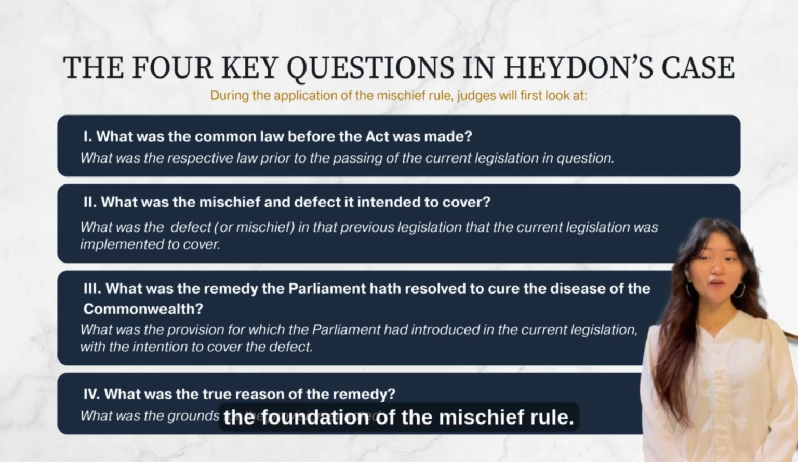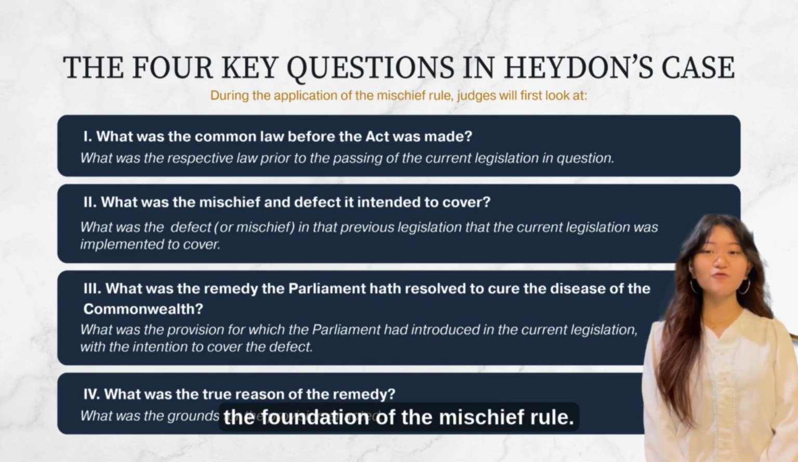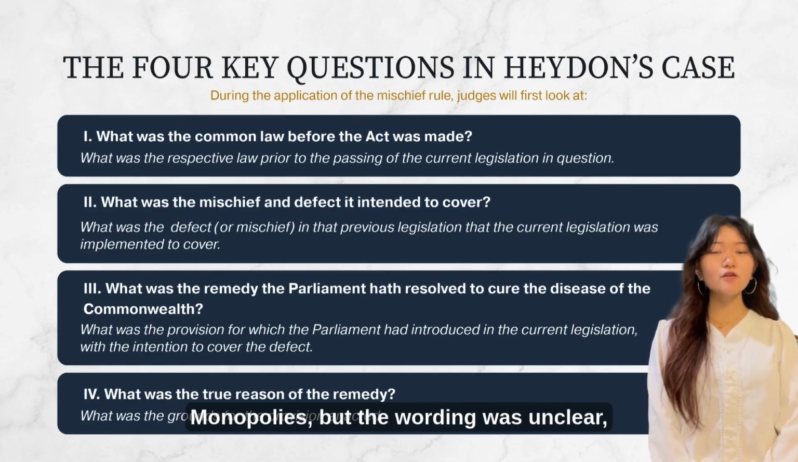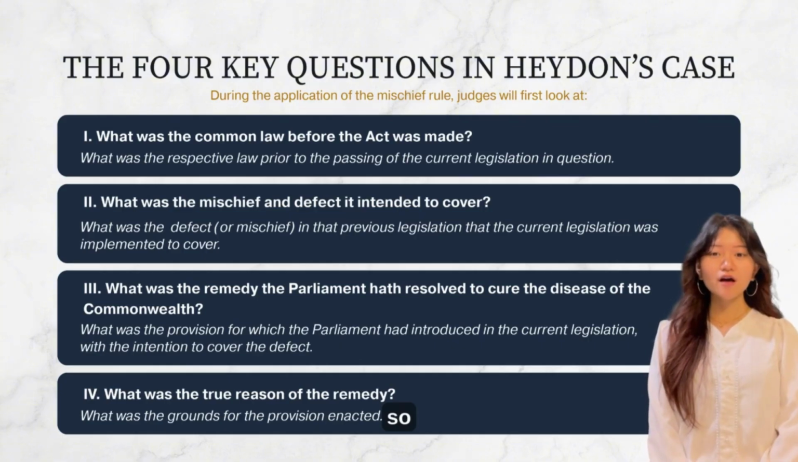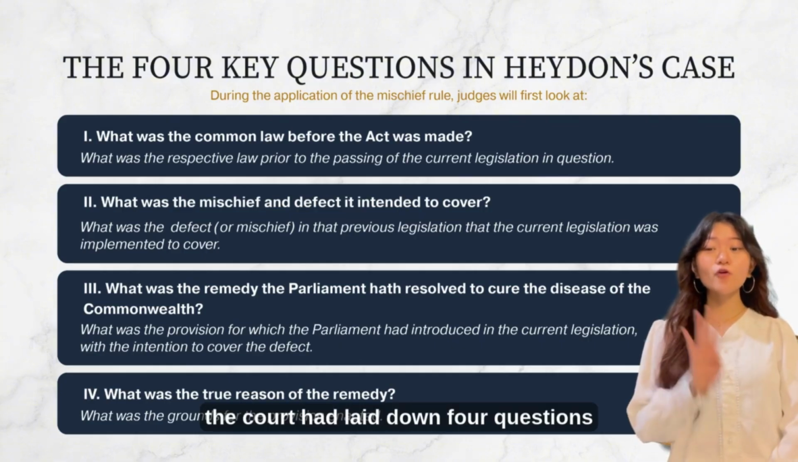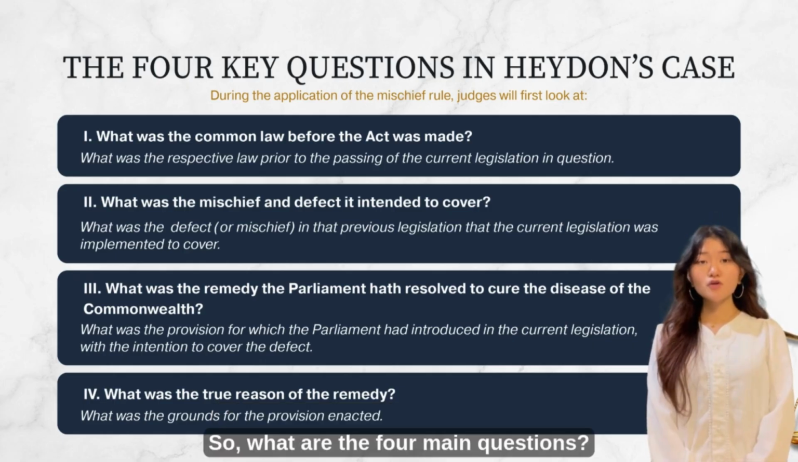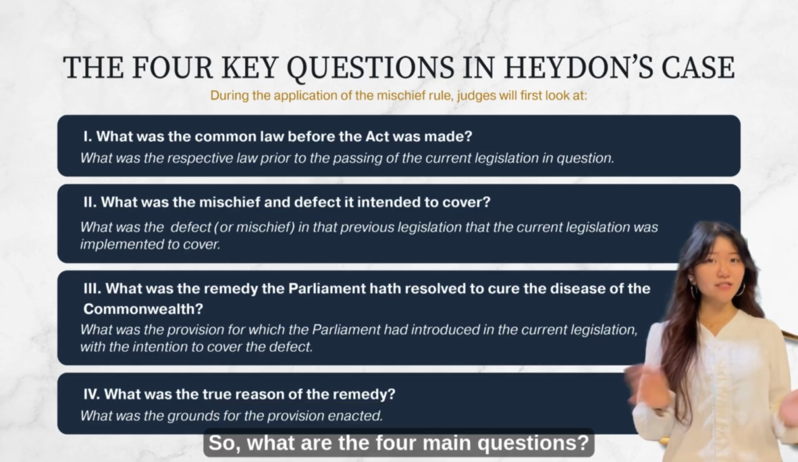Heydon's Case provided the foundation of the mischief rule. In this case, the judges were interpreting the Statute of Monopolies, but the wording was unclear. So the court laid down 4 questions, which still guide the mischief rule today. So, what are the 4 main questions?